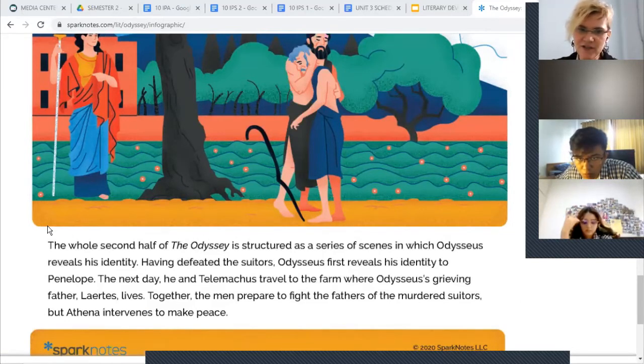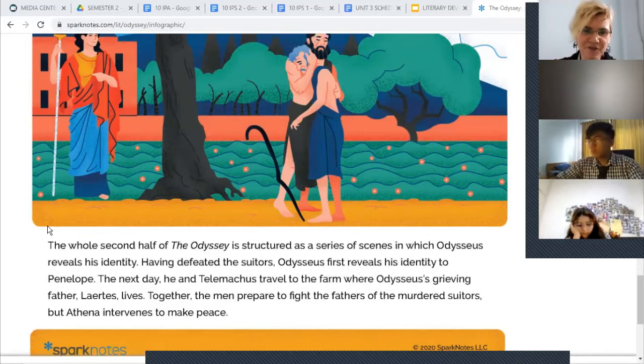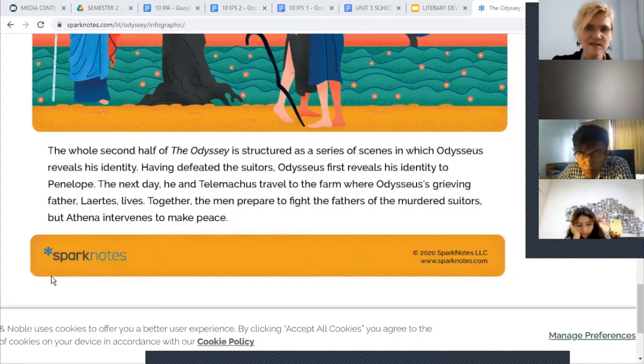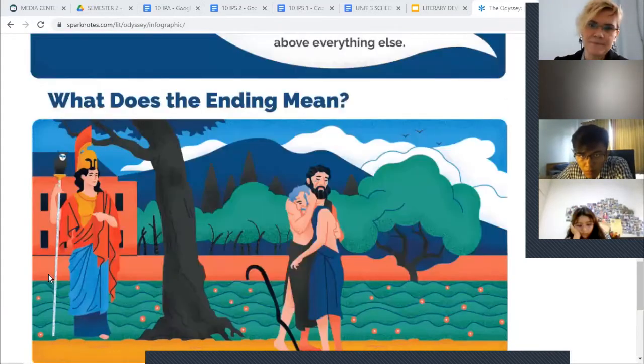It can also be the part where he tries to come home. Odysseus first reveals his identity to Penelope. The next day, he and Telemachus travel to the farm where Odysseus' grieving father, Laertes, lives. Together, the men prepare to fight the fathers of the murdered suitors, but Athena intervenes to make peace. And it ends basically with peace.